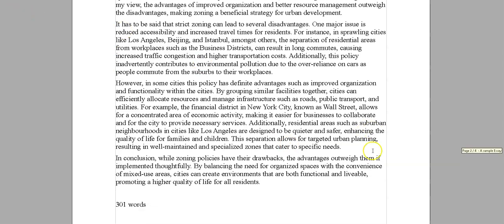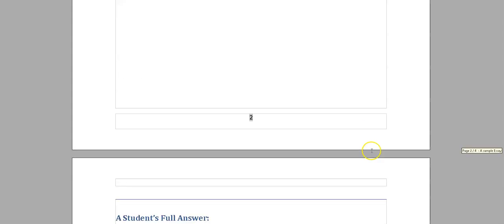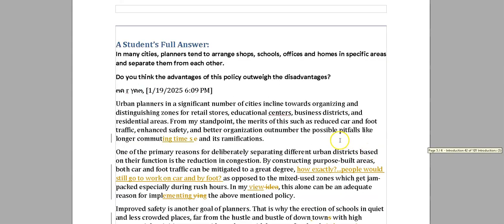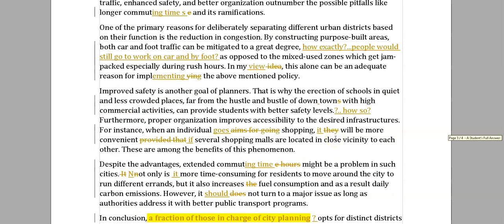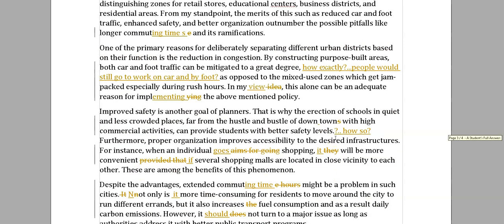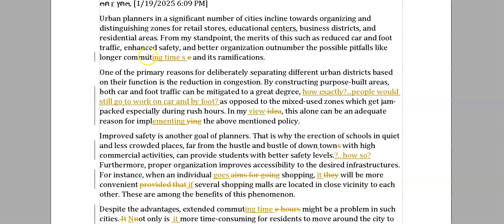Okay. Now let's have a look at one of my students' full answers. Okay. That's not too bad. It's not so bad. You can see the changes that I made. Now, right. By simply making a statement, without explaining how exactly, it doesn't really work.